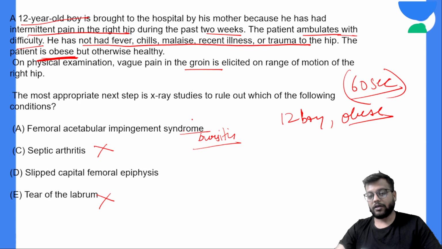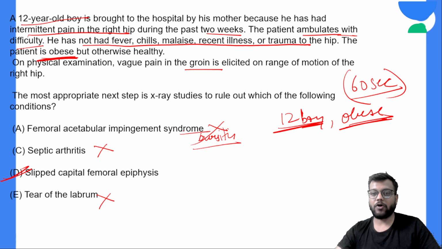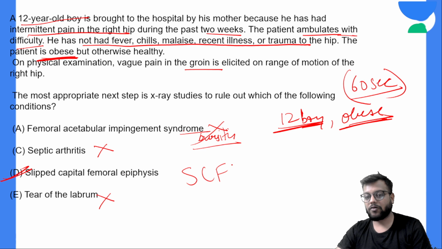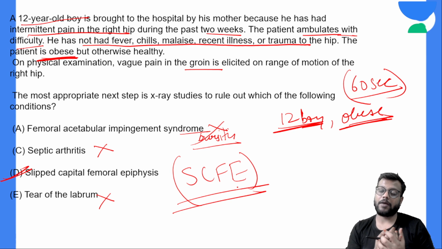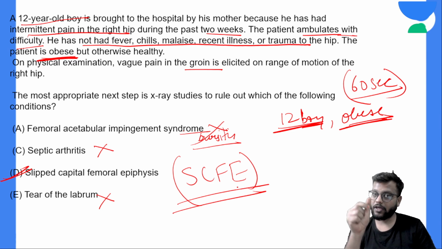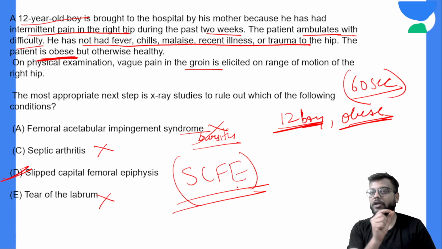So the diagnosis is slipped capital femoral epiphysis, because in a 12-year-old obese boy all these features are present: limping, difficulty in walking and pain. These features are of slipped capital femoral epiphysis. And as the name suggests, there is an epiphyseal injury, in which, at the growth plate, the physis, there is slippage of the epiphysis, that is the femoral head, with respect to the rest of the femur.